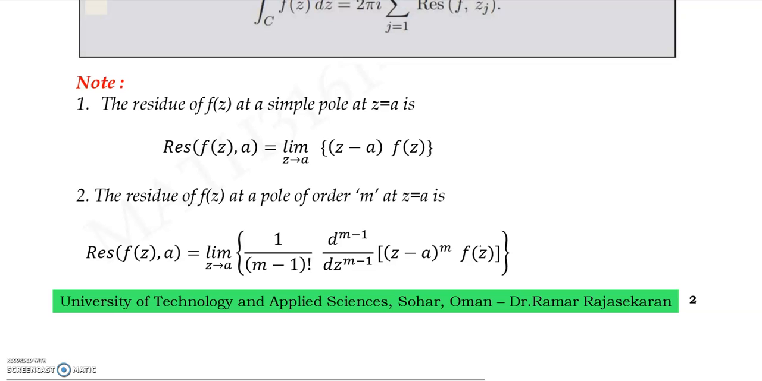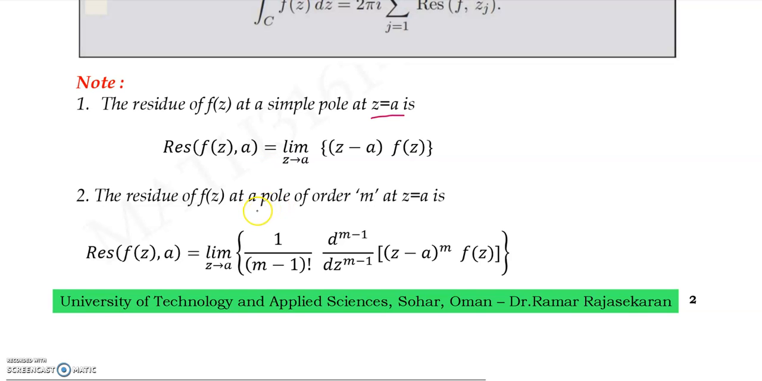Now here we will see how to write the pole and how to find the residue values. Suppose we have a simple pole at z equal to a, or we can say a singular point. Then how to find the residue? That is, residue of the function at a. This is the rule: limit z tends to a, z minus a, f of z.